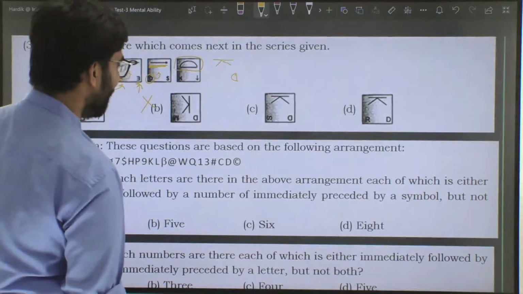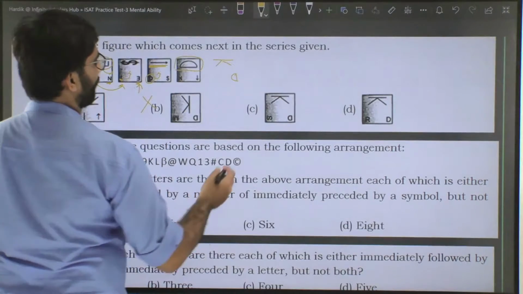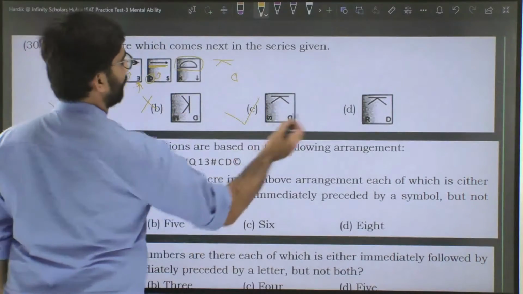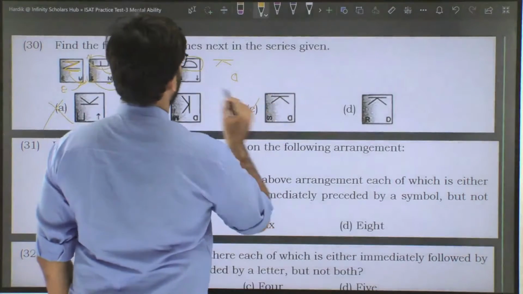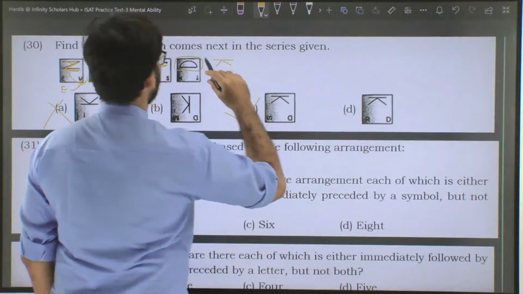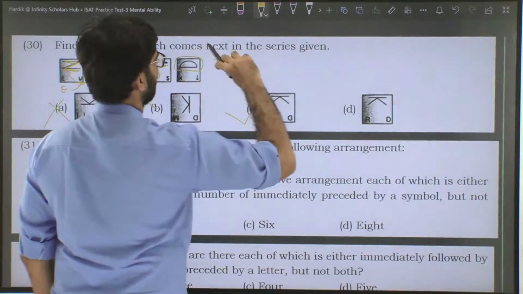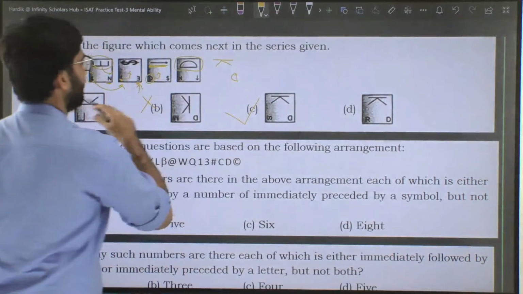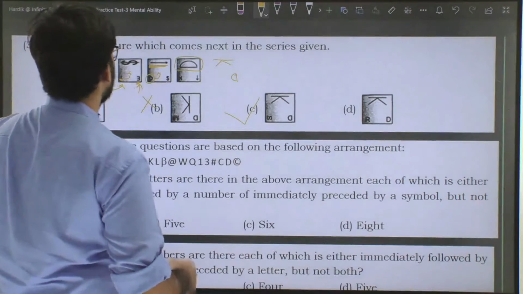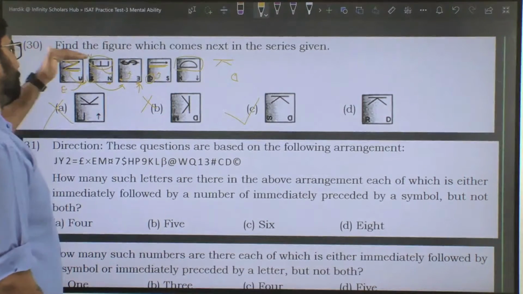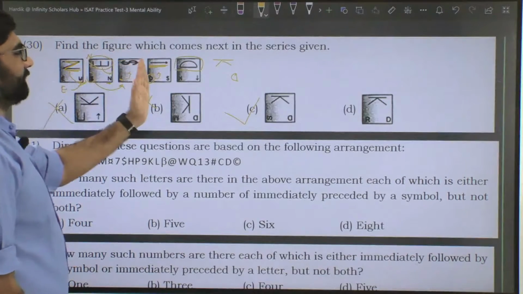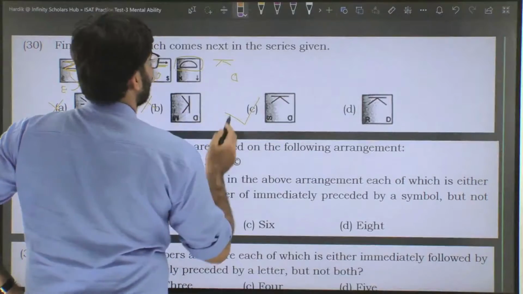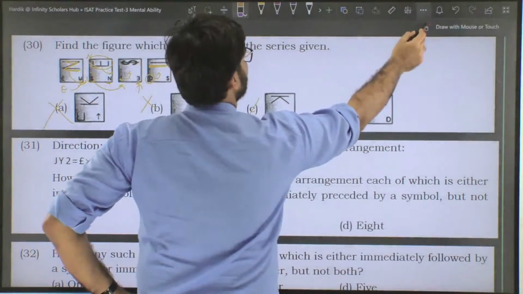And if you see properly, option number C is the correct answer to this question, because in option number D, it has been rotated by 90 degrees in the clockwise direction. But we have seen that all the symbols on the top are getting rotated by 90 degrees in the anti-clockwise direction. So option number C was the correct answer in this.